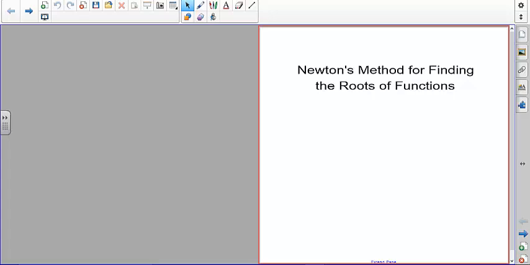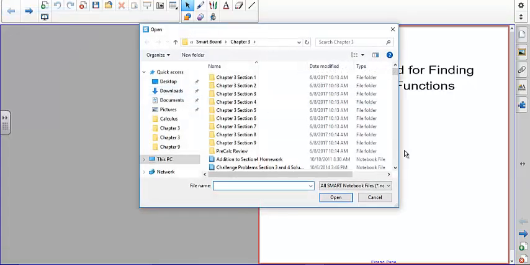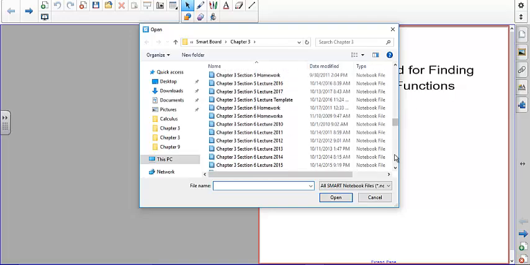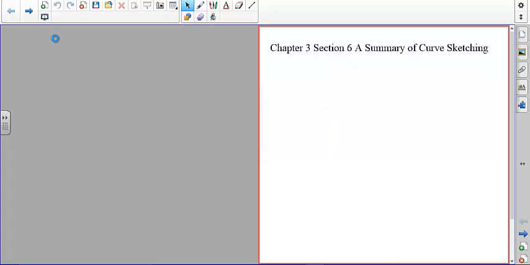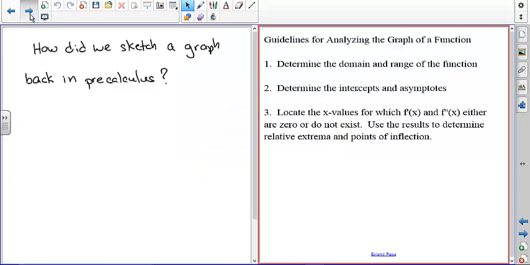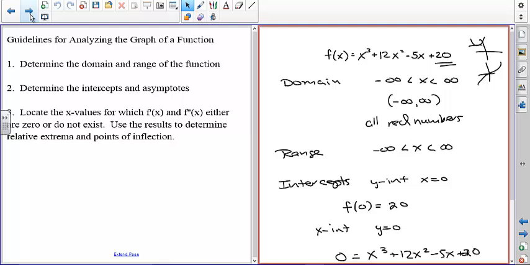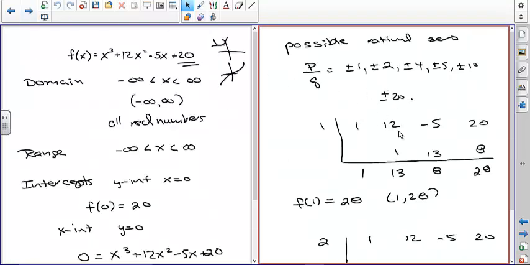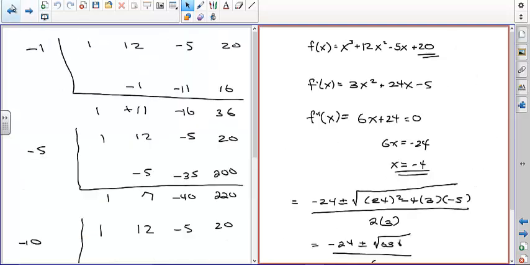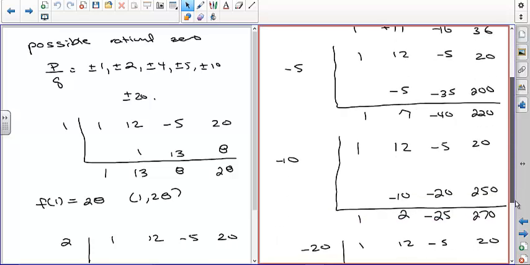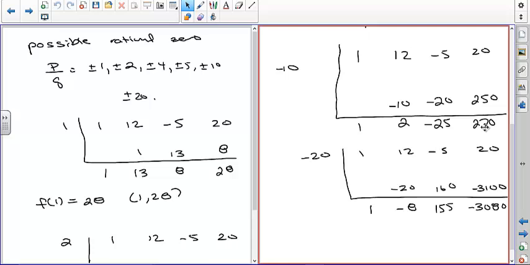And if you go back to, remember the problem in section 6, we were working on that to start with, and I said we'd come back and talk about it later. When we were doing the curve sketch for this function, x cubed plus 12x squared minus 5x plus 20, we tried using synthetic division to find a root, and we ultimately said it was somewhere between negative 10 and negative 20. Because at negative 10, the value was 270, and at negative 20, it was negative 3080. So we know the root's somewhere between those two.